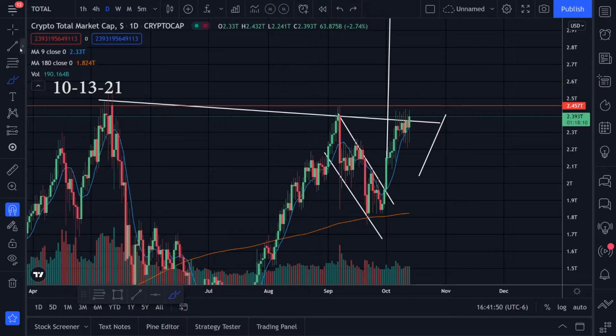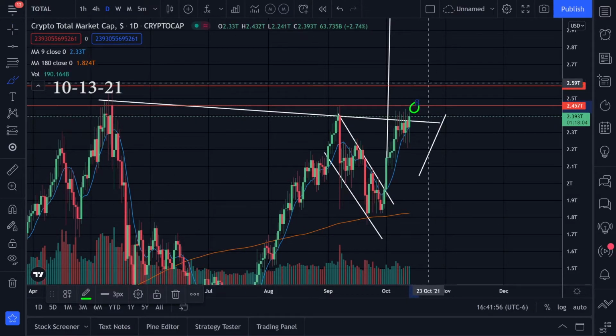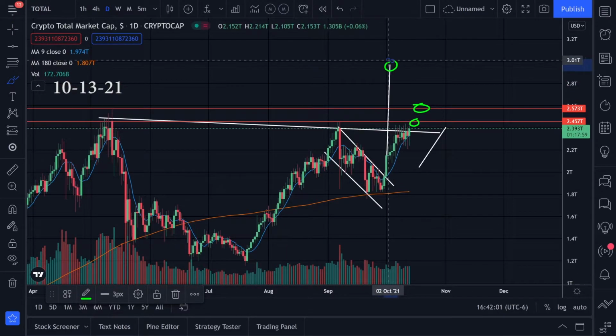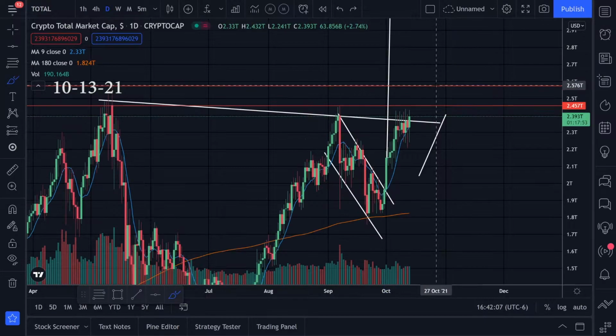I think after we break this red line right here, we're going to have to break this level right here. Let's set up another horizontal red line, something like this. Once we break these two levels here, then this target will be much more possible. The second target is around 2.57 trillion.